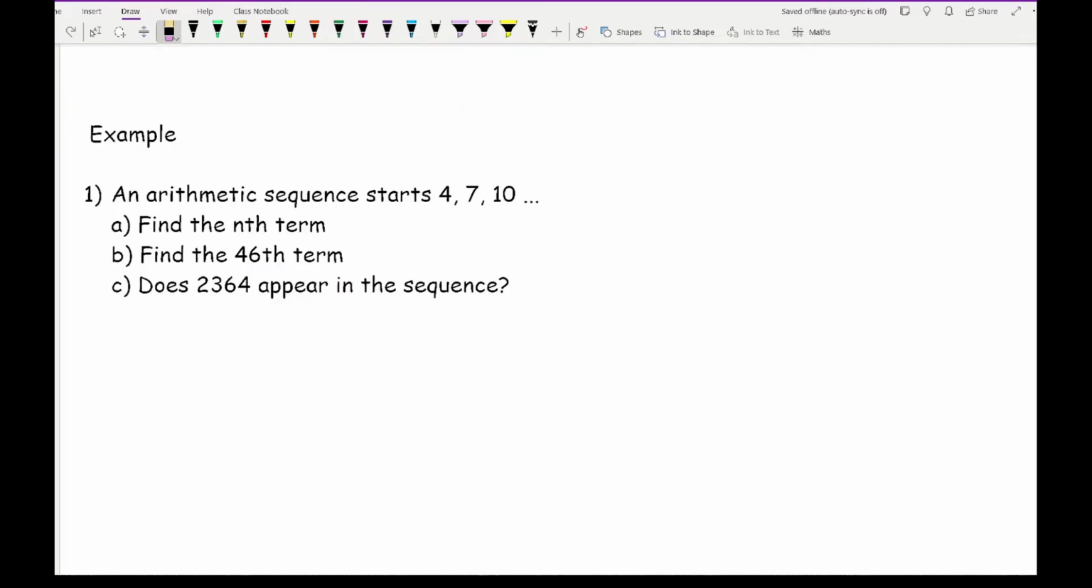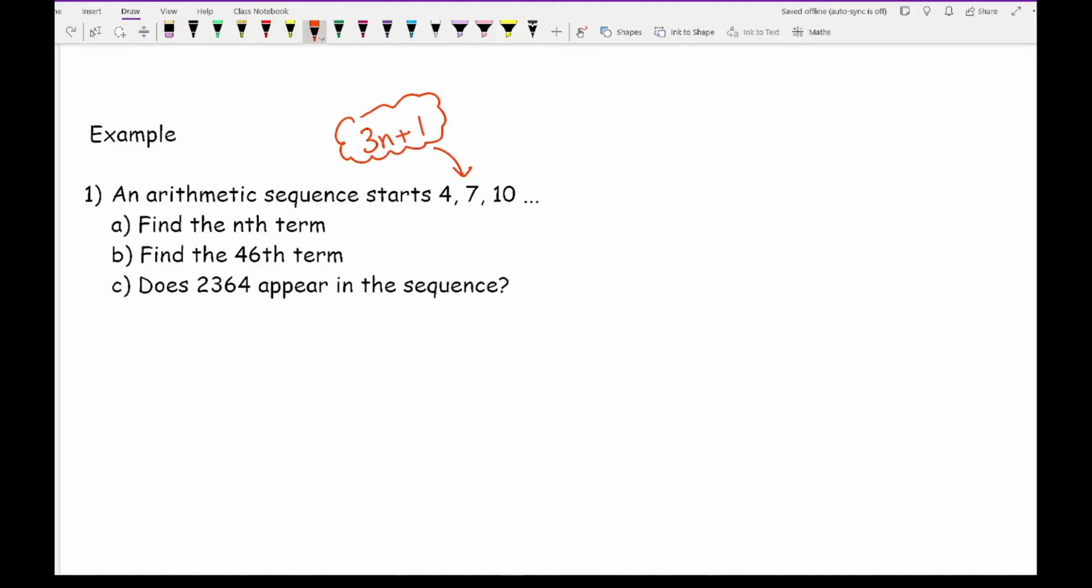So looking at the first question, it says that an arithmetic sequence starts 4, 7, 10, and the first part of the question is asking us to find the nth term. Now an AP is very similar to a linear sequence, so if you can spot what the nth term is going to be in your head, then that's going to be absolutely fine. And if you remember what you've been taught at Key Stage 3 or GCSE, we would notice just by looking at it that the formula for the nth term is going to be 3n plus 1.